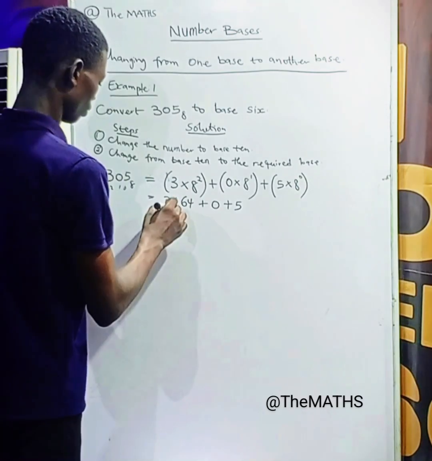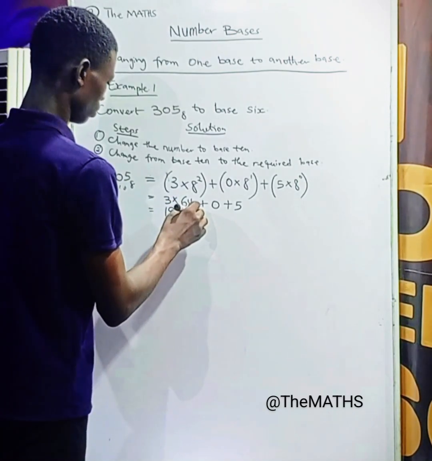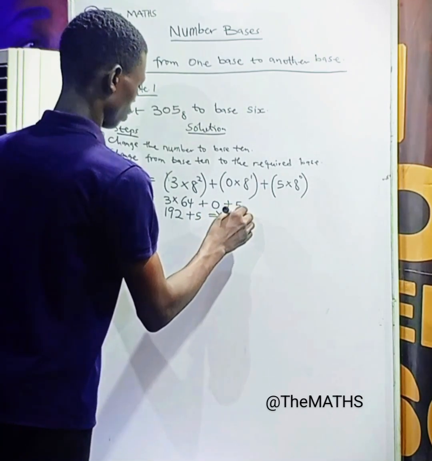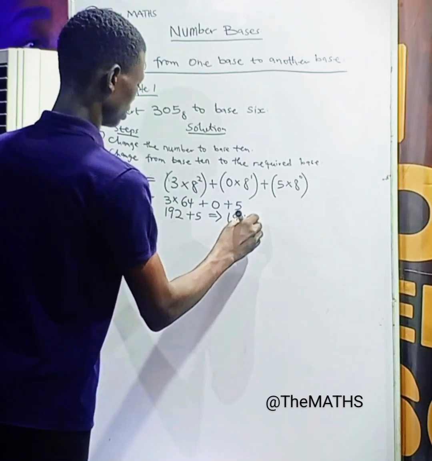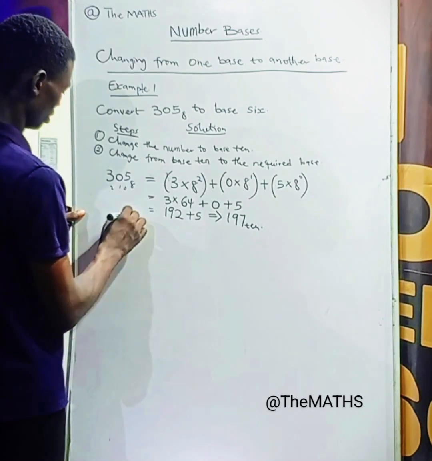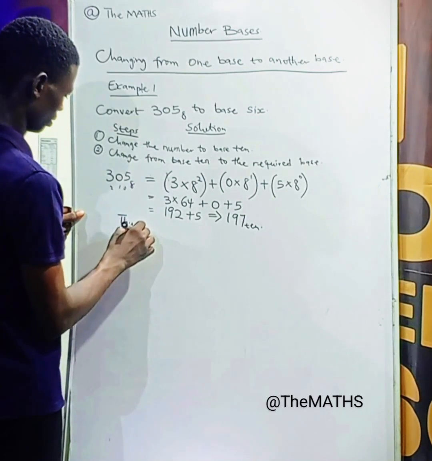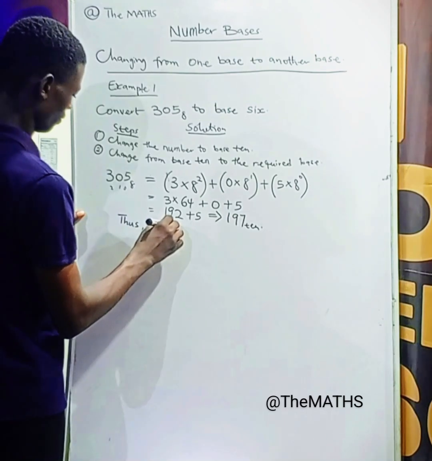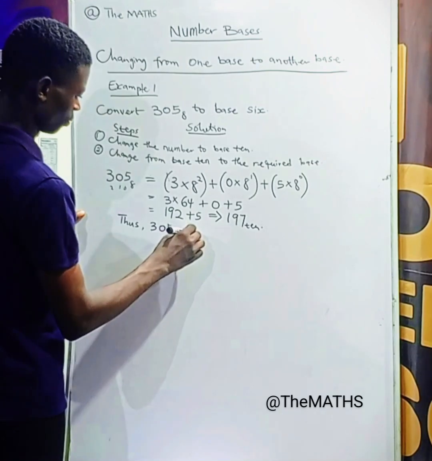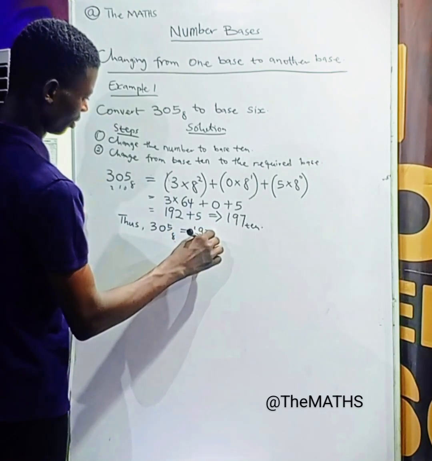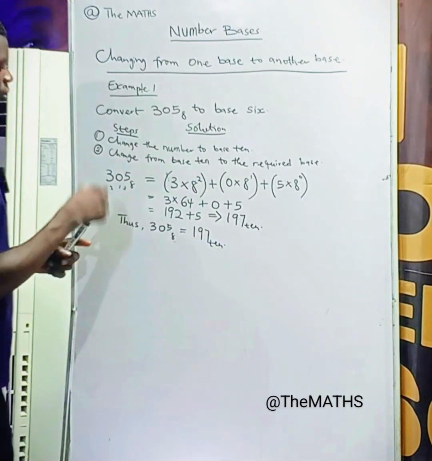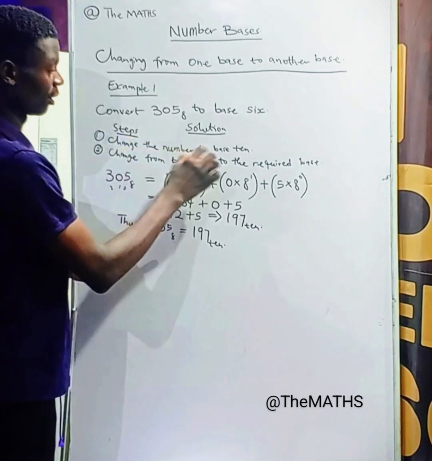This will give us 192 plus 5, which will be equal to 197 base 10. So that's 305 base 8 is equal to 197 base 10. So we are done with the first step.